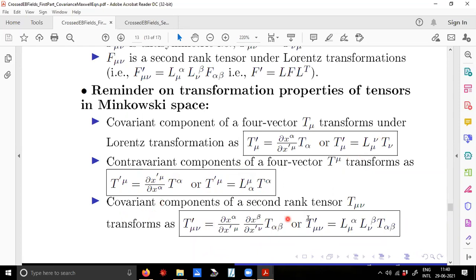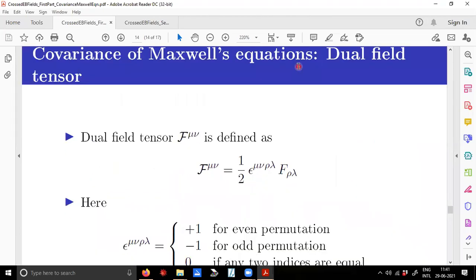Now, covariant components of a second rank tensor can be defined like this, where the dou x alpha by dou x prime mu, this one is L mu nu. I have written L mu alpha because alpha is there. Similarly, x beta, x prime beta is L nu beta, T alpha beta. That's what I have done to define a second rank tensor. That is mathematically what it is.